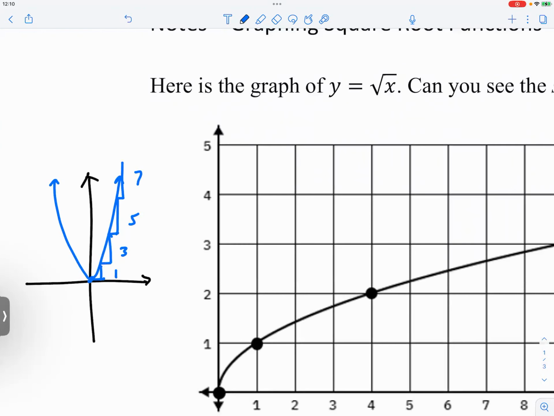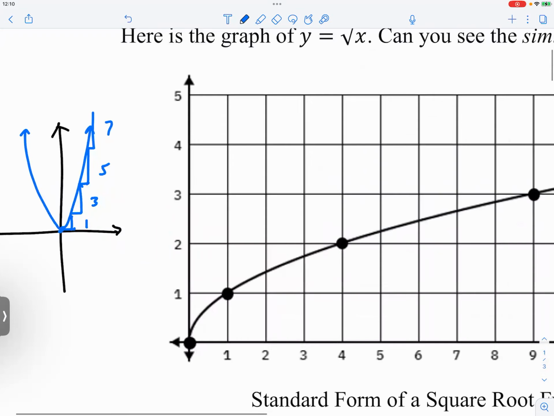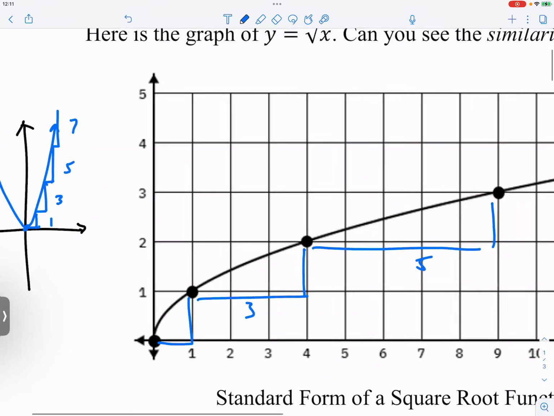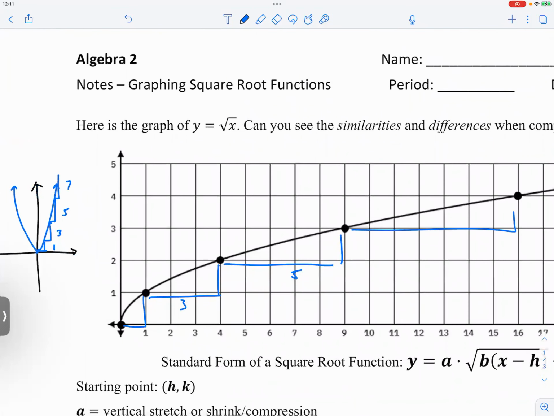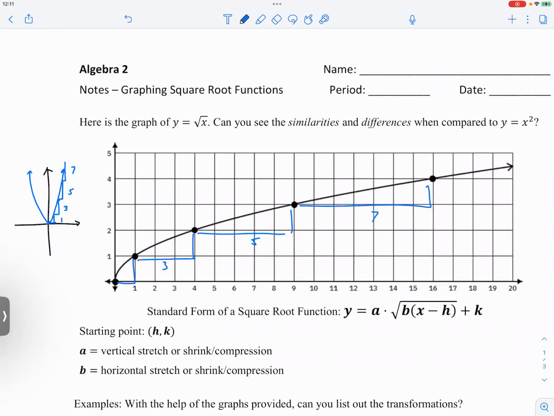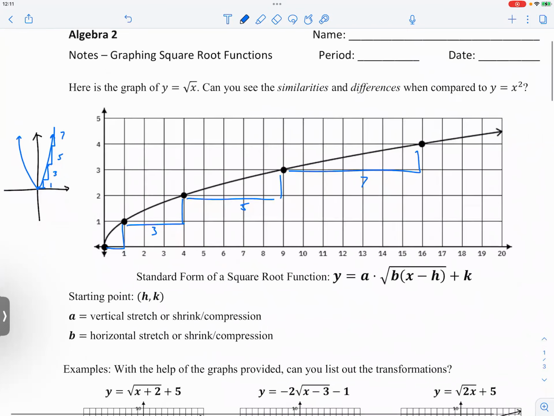So instead of going right 1, up 1, right 1, up 3, right 1, up 5, we are now going to be right 1, up 1, right 3, up 1, right 5, up 1, right 7, up 1. So if you knew how to do the x squared graph, it is just a little tweak, and then you have your square root function. And this is your positive square root. It's not the full parabola, it's just the top half. If you want to draw the bottom half, that will be the negative square root.